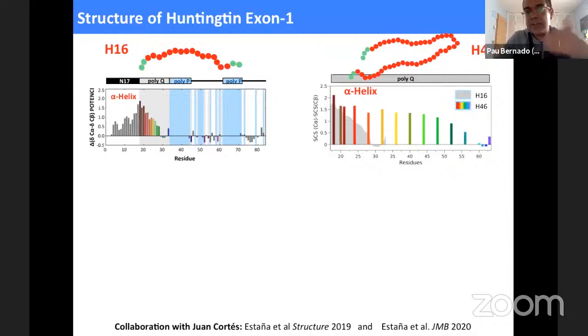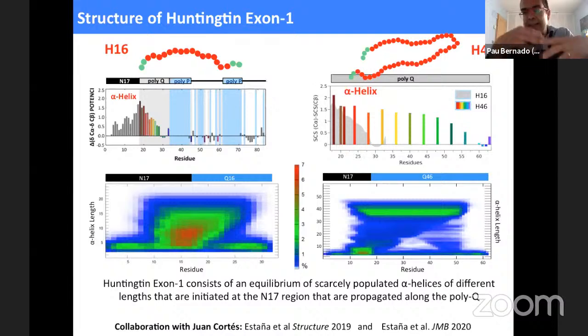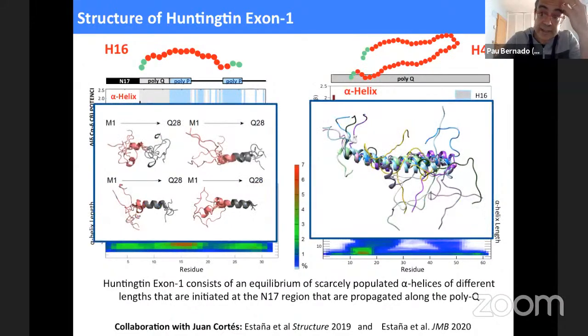Together with Juan Cortés, we did some molecular modeling using the chemical shifts, and we ended up with a scenario in which there is an equilibrium between multiple helical conformations that contain helices of different lengths that probably form and unform, fold and unfold continuously. The nucleus of this helicity in fact starts at the N17, so the residues preceding the polyglutamine tract. We can even get some very naive structural models that reflect this continuous fluctuation between helical conformations.